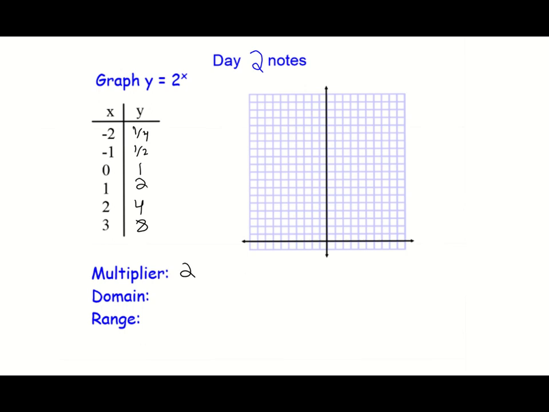This is day 2 notes, and this is about graphing exponential equations. We already have the table from yesterday. It's the exact same example we started with, and I wrote the multiplier down. It's a 2. And we actually know the y-intercept. We should remember that it's always the ordered pair that has the x value at 0.